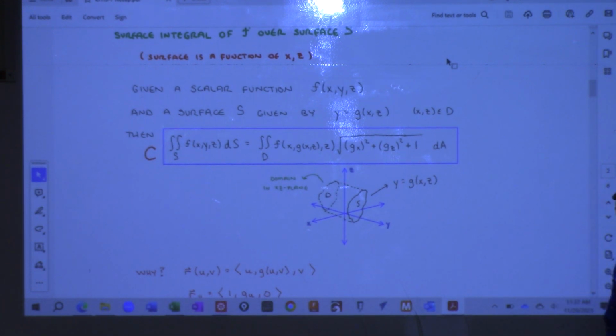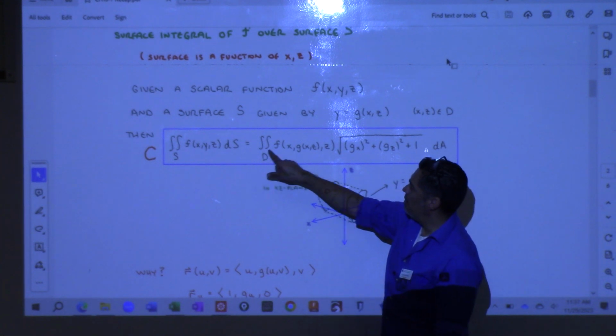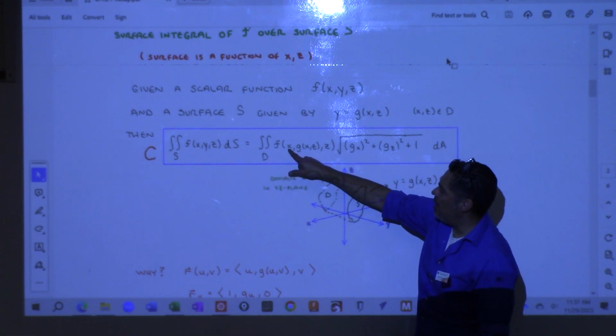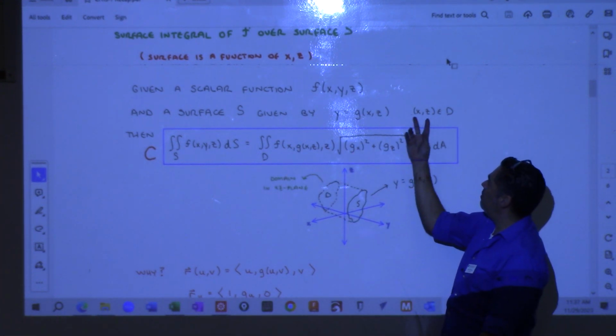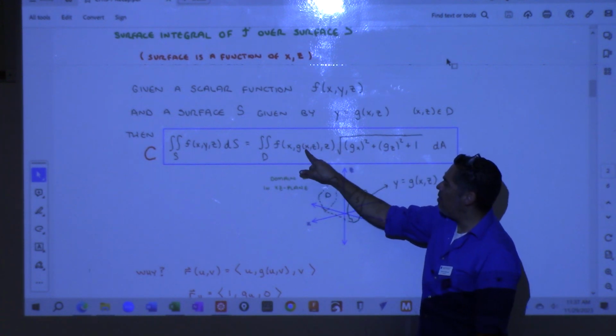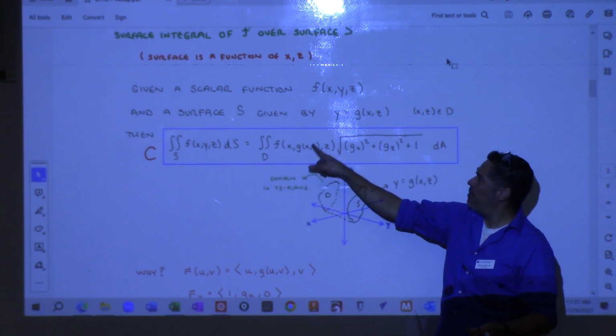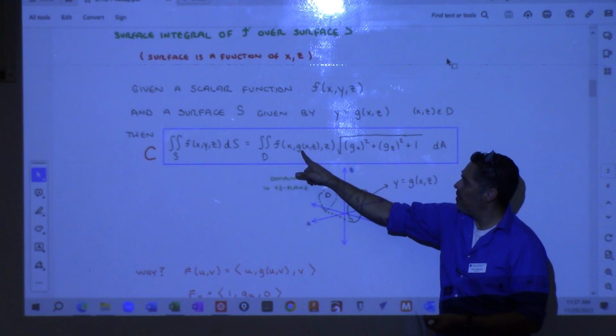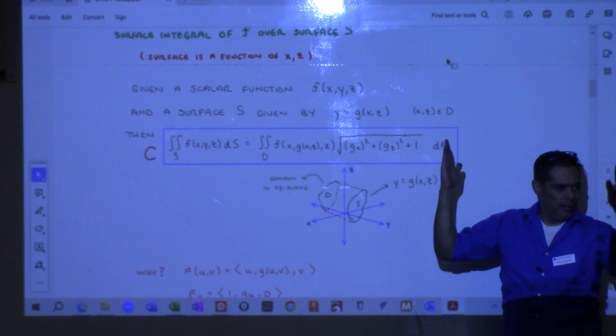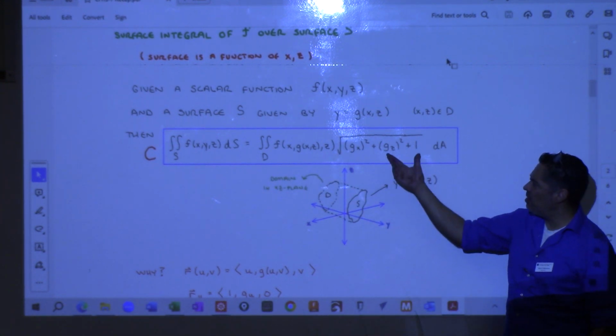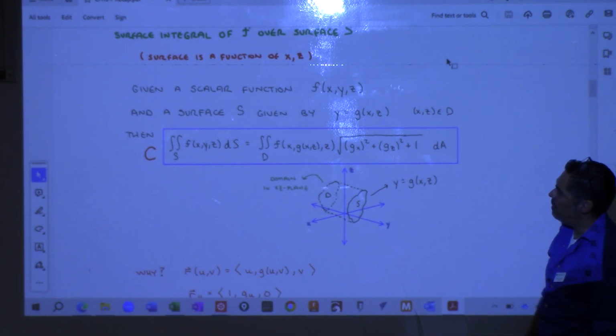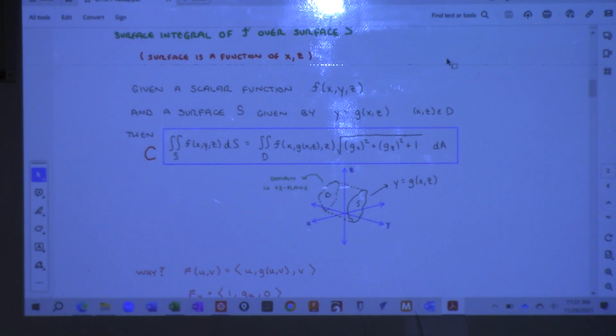And in this case, what happens? We evaluate f, we let x be x and z be z because it's a function of x and z. But now we replace the y with the function of x and z. And then this is the magnitude of the cross product of the partials. It's a little bit different than what it was before, but there's the formula. Okay?